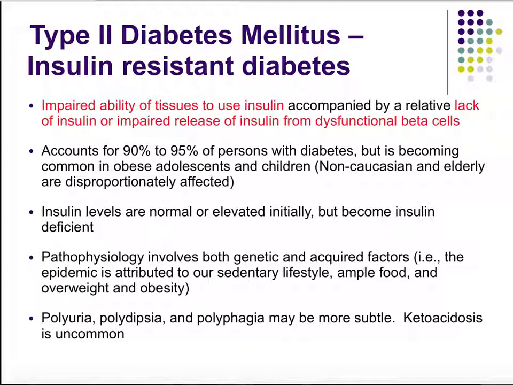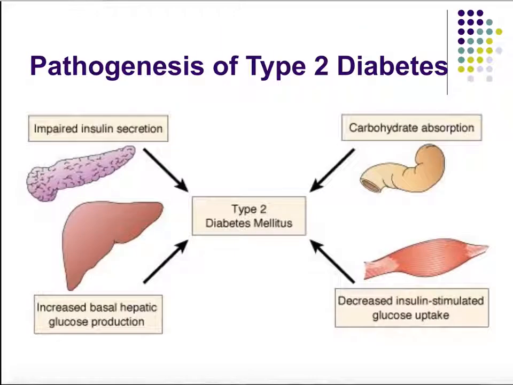Polyuria, excessive urination, polydipsia, excessive thirst, and polyphagia, excessive hunger, may be more subtle, and ketoacidosis is pretty uncommon with type 2 diabetes mellitus. Now, the pathogenesis, again, of type 2 diabetes is we have our impaired insulin secretion, which can happen. We may be producing too much glucose through the liver, so hepatic output of glucose may increase as a way to compensate, because our brain, again, thinks we don't have enough glucose that's actually getting into our cells. And then we have too much carbohydrates being produced.